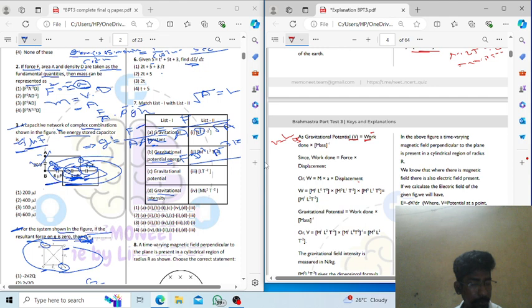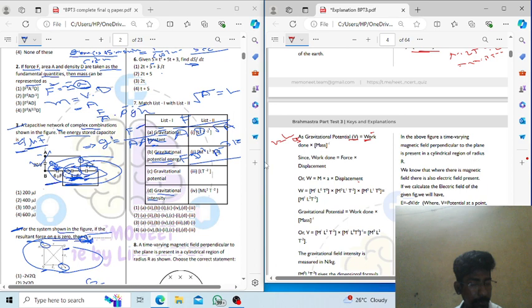Now in the case of gravitational field intensity, the unit of this is Newton per kg. That means this is the unit of force. That means the dimensional formula will be MLT⁻², and kg means M, so M cancels out, it will become L¹T⁻². So if you check the options, gravitational potential is given by this option 2.